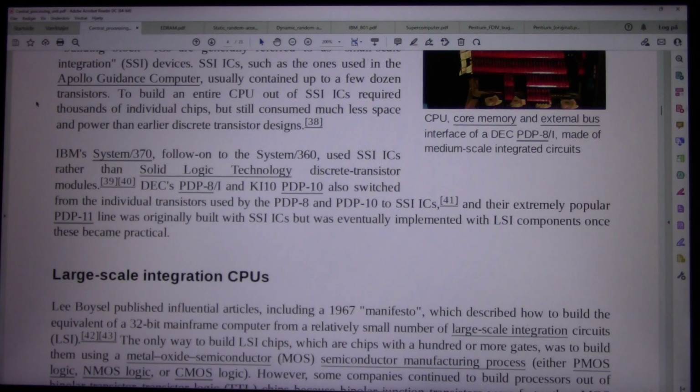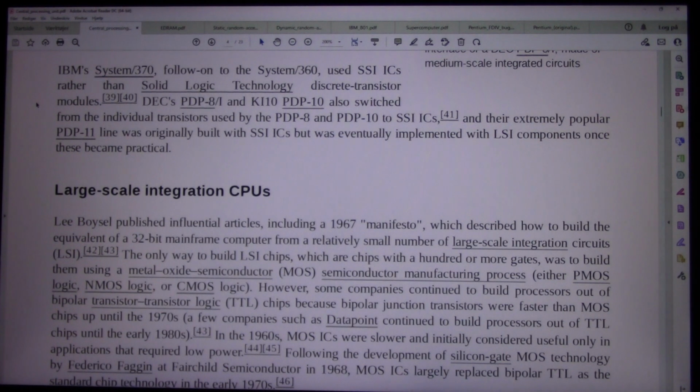IBM System/370, follow-on to the System/360, used SSI ICs rather than Solid Logic Technology discrete transistor modules. DEC's PDP-8/I and KI-10 PDP-10 also switched from the individual transistors used by the PDP-8 and PDP-10 to SSI ICs, and their extremely popular PDP-11 line was originally built with SSI ICs but was eventually implemented with LSI components once this became practical.